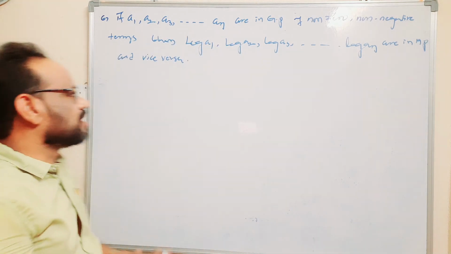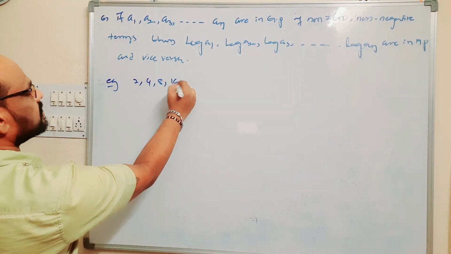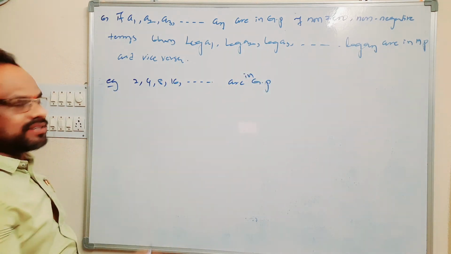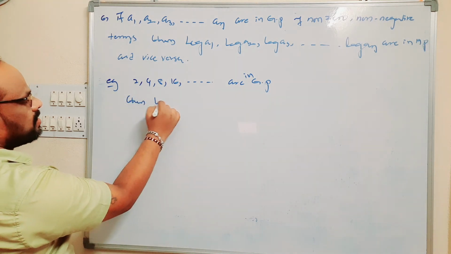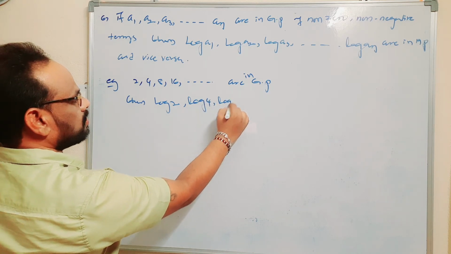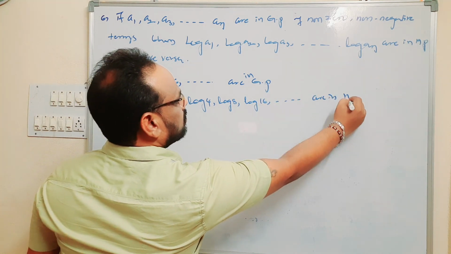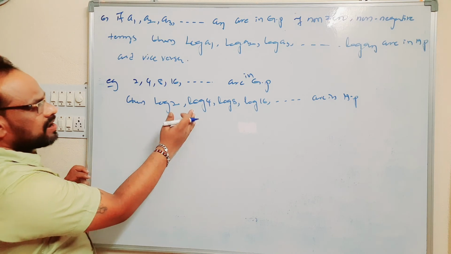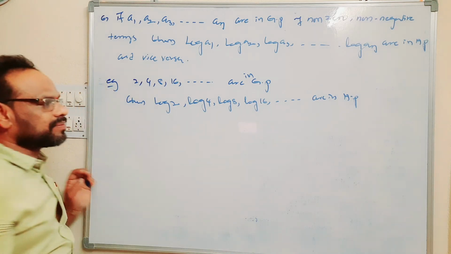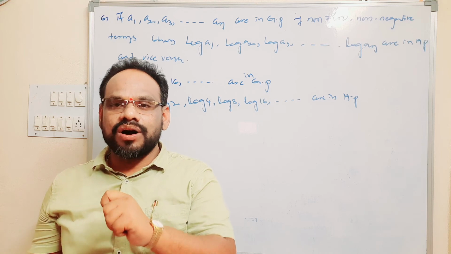Let us discuss one example here. If 2, 4, 8, 16 and so on are in geometric progression, then log 2, log 4, log 8, log 16 and so on are in arithmetic progression. Observe how. We know that in an arithmetic progression the difference between any two consecutive terms is always the same.